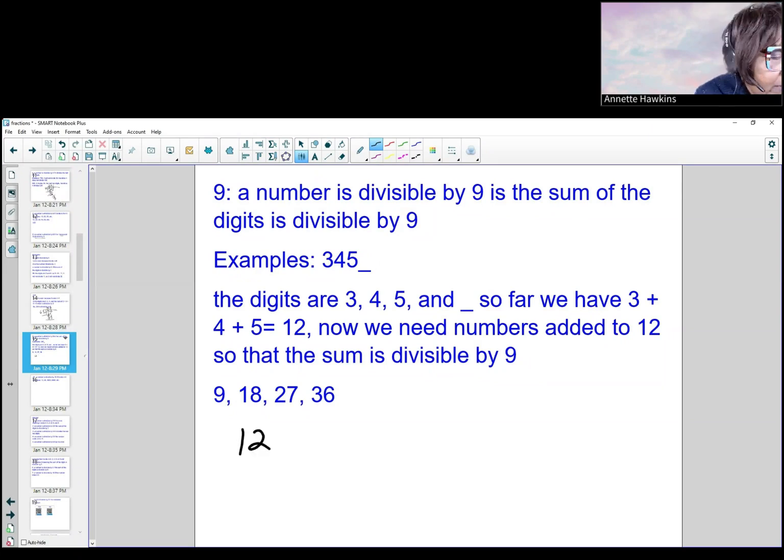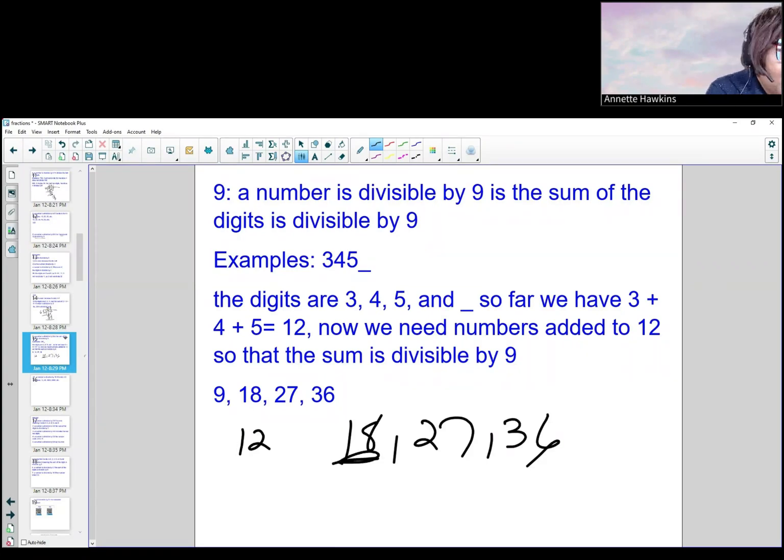Okay. So 18 is divisible by 9. Is that correct? Okay. And then let's see, 27, 36. 9 is divisible by 9. Okay. All right. So in order for me to, I already got 12. In order to get 18, I could put a 6 there. So 3, 4, 5, 6, which gives us 7 and 11, which is 18.